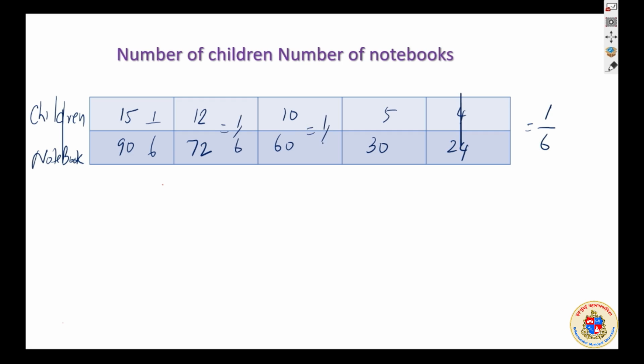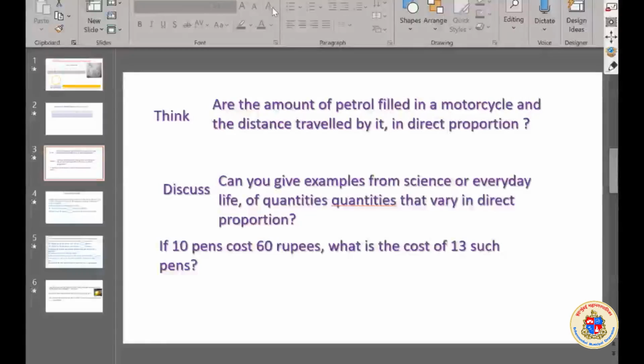Ratio is maintained. So my dear students, when one data increases, the other data increases. We call it direct proportion, where the ratio is constant. Remember that. That is a fundamental.